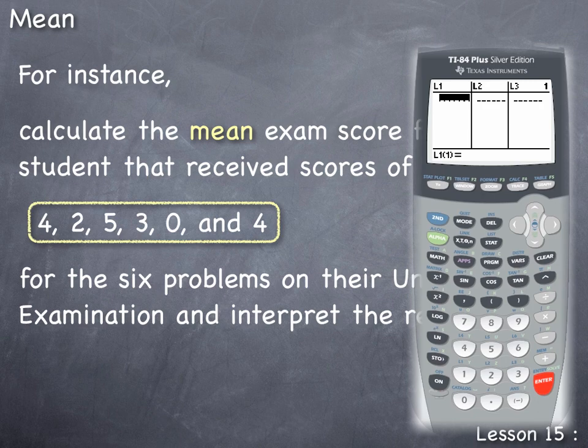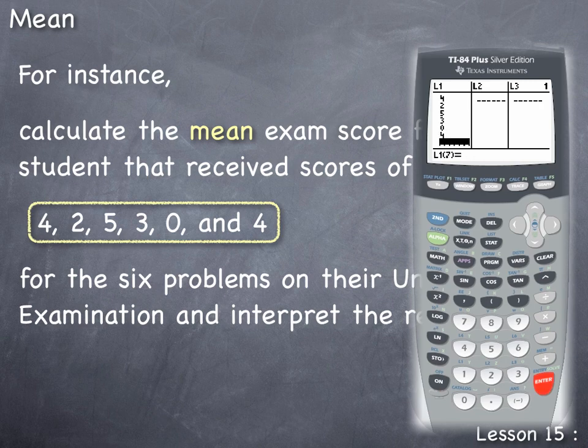Now we could enter in this student's Unit 1 examination scores, starting with the first score of 4. And to enter it into the calculator, press Enter. The second score was a 2. Enter. Third score was a 5. And Enter. And then a 3. Enter. 0. Enter. 4. Enter.